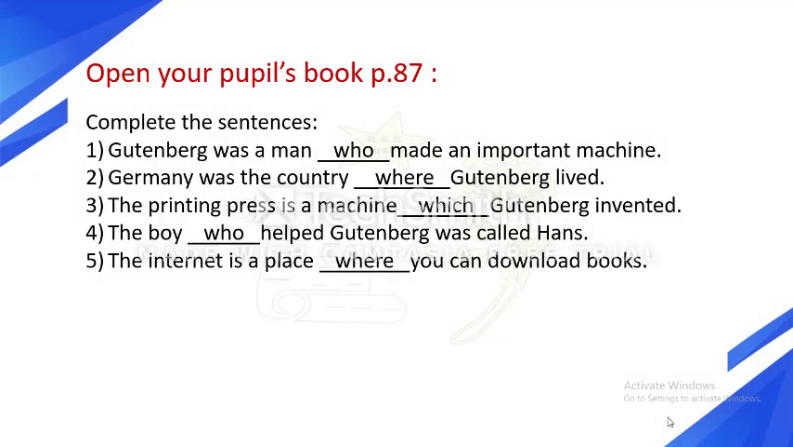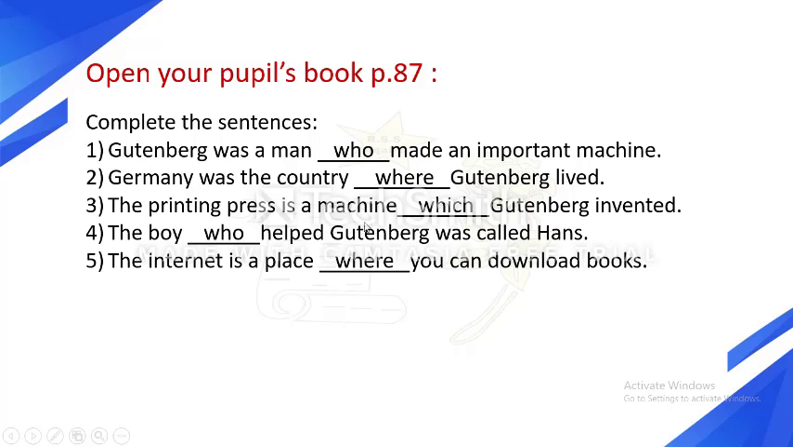Here you have to open your pupil's book, page 87, to answer these questions with me. Gutenberg was a man who made an important machine. So a man who, okay? Germany, we are talking about place, Germany. We are talking about this country. Was the country where Gutenberg lived. Where?